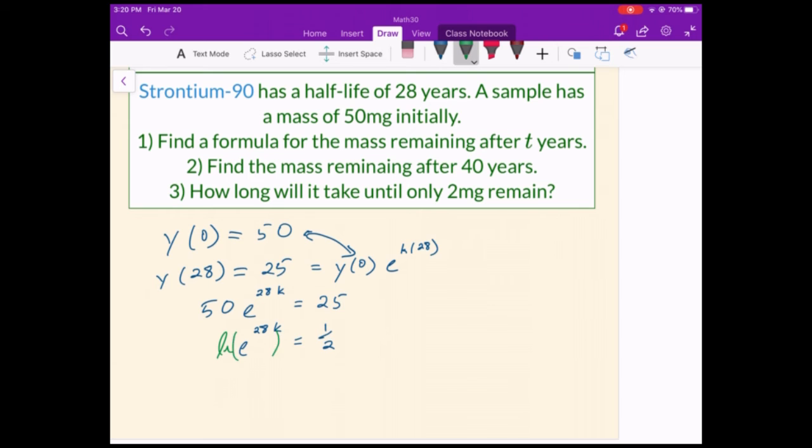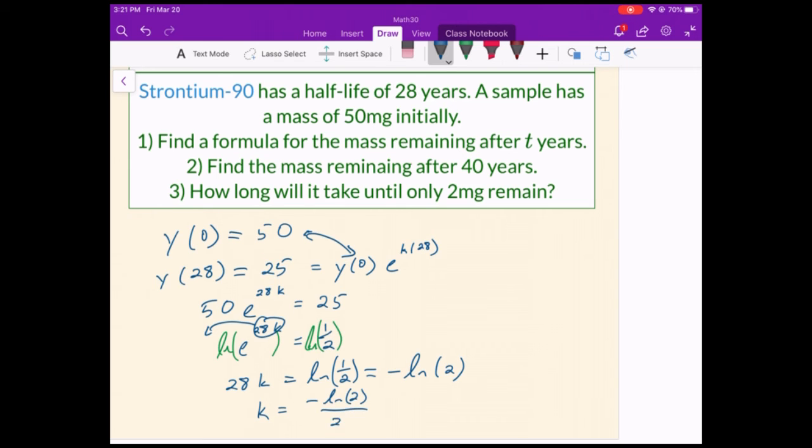And then using our natural log trick, that's going to leave us with, so again, I'm just going to take this down, and ln of e will be 1, so I'm left with 28k equals natural log of 1/2. But of course, you can use some more log rules to say that this is the same as negative natural log of 2. Double check me on that. And of course, now we can just divide by 28. So k equals negative natural log of 2 over 28.